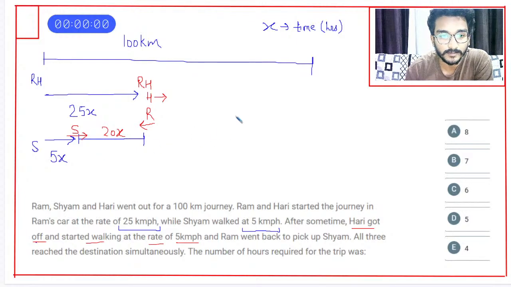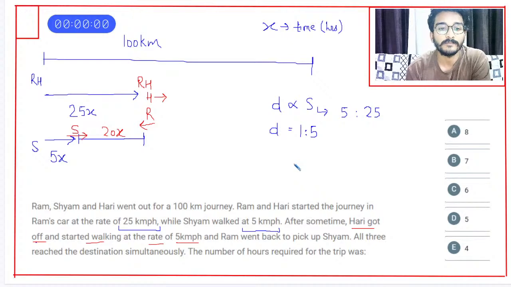We can say they will meet after a certain time. The time must be the same for both of them. When the time is the same, distance is directly proportional to speed. So the ratio of the distance must be their speed ratio. What is the ratio of their speed? Shyam's speed is 5 and Ram's speed is 25. So the ratio is 1:5, so the distance ratio is also 1:5.